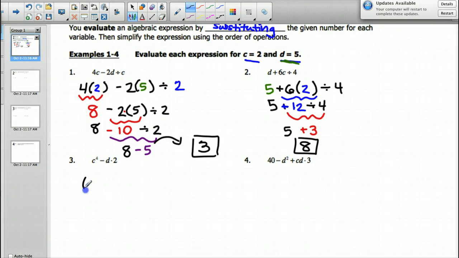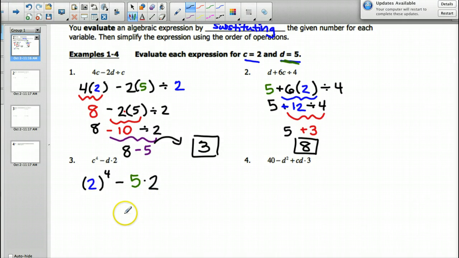You're going to do a set of parentheses here, and then you're going to do your exponent of 4 outside those parentheses. This number that we're plugging in, in this case a 2, is going in for C. C was being taken to the fourth power originally, but I want you to show a set of parentheses there to represent that we're plugging in a number for C. So we have 2 to the fourth power minus D, which is 5, and then our times 2.